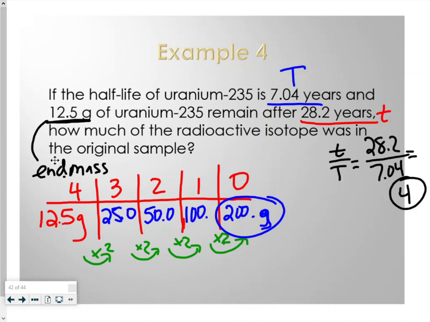Now, you could also use the formula because you do know the number of half-lives. The only thing is you would have to put the 12.5 over here. You would have to put x in here, and you would have to do 1/2 raised to the 4th power, and then you'd have to do some algebra backwards, to get it all over to the other side. You still would come out with 200 though. Either way is fine with me.